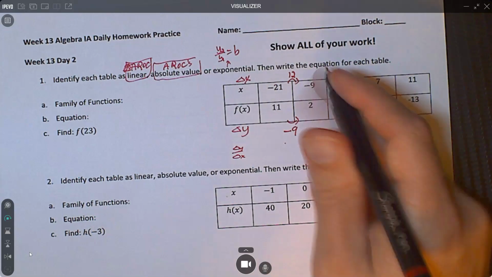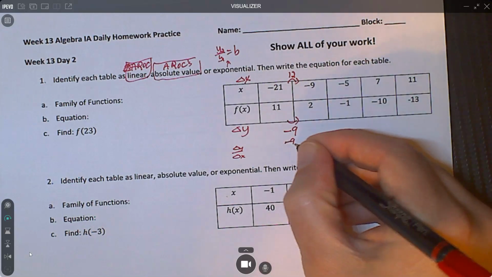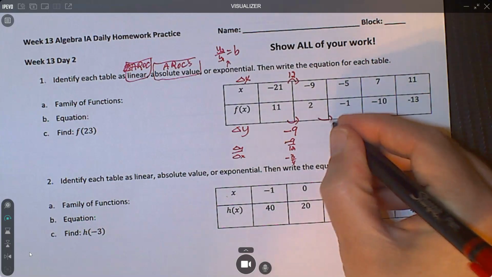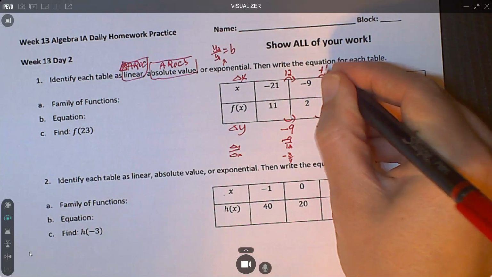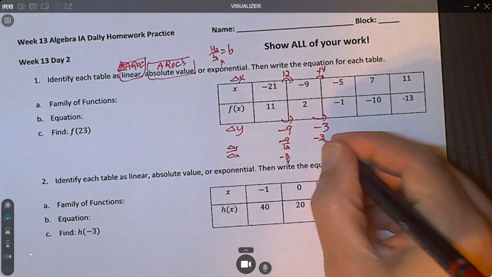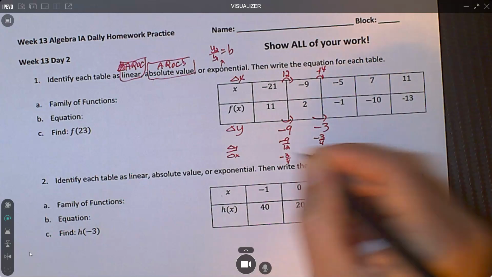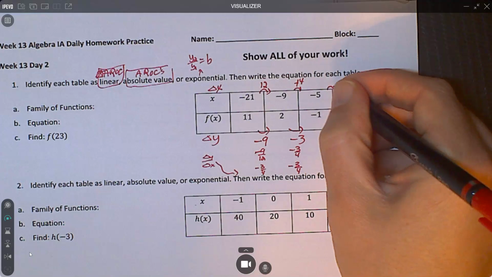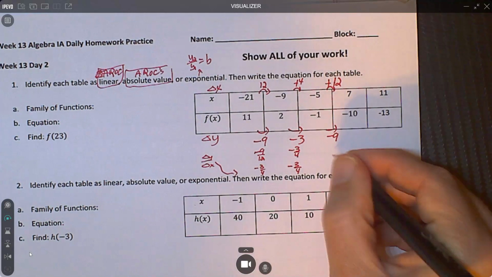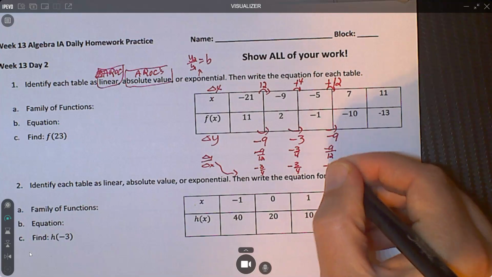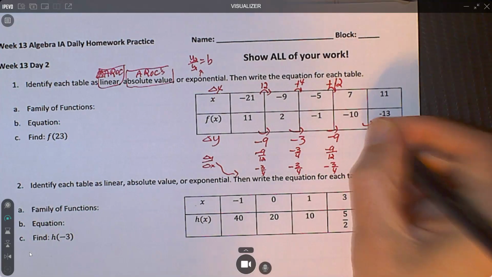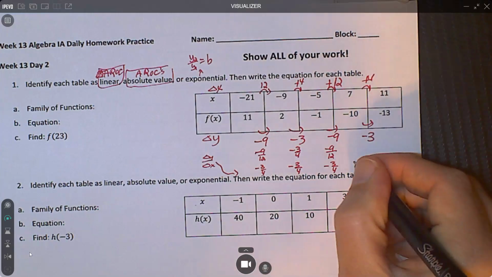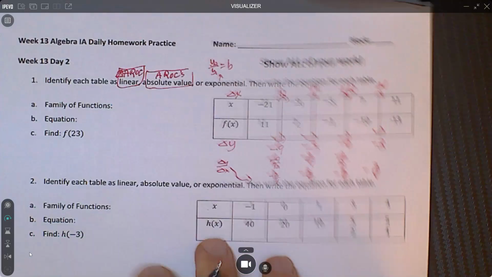So I notice it's not exponential. I don't think it is. Negative 3/4, down 3, up 4. Down 9, up 12. It's looking linear. Okay, linear.